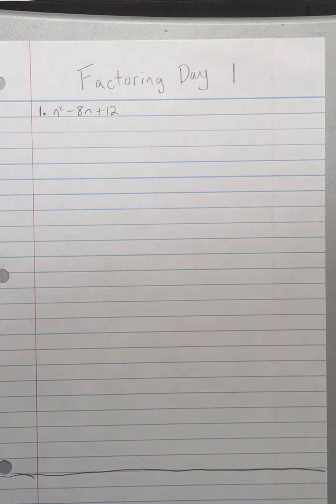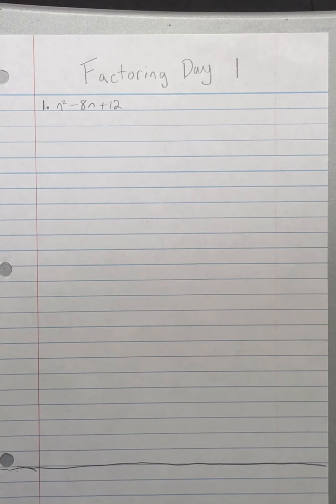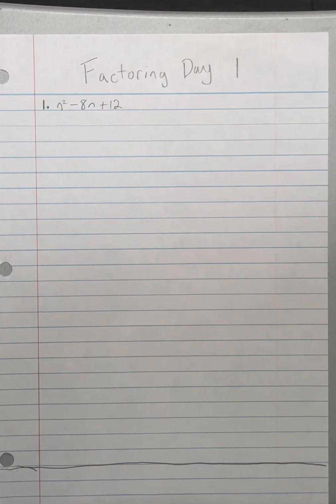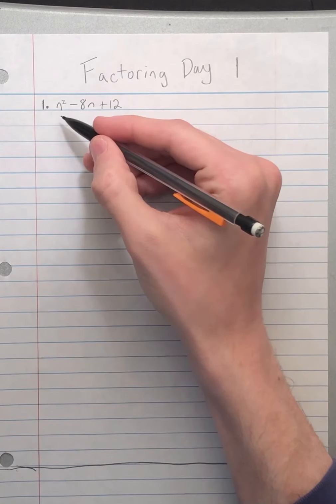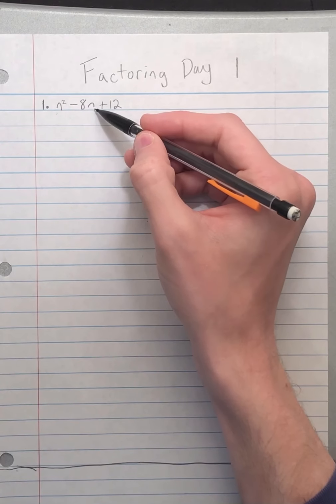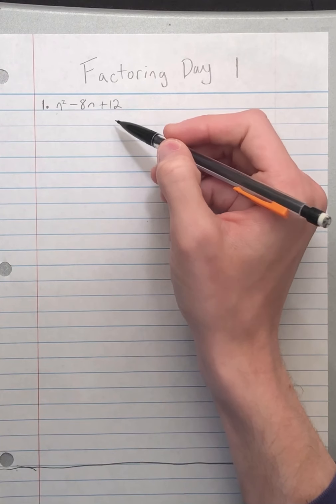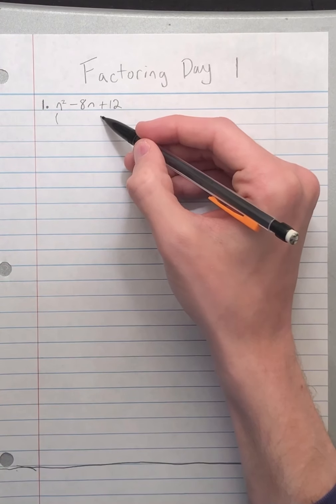All right, today we are going to talk about factoring again. I'm going to start with a problem from your homework just to review the concept. So I've got n squared minus 8n plus 12. Well, remember when we're factoring, the first thing I do is look for a GCF, or a greatest common factor. There isn't one here, so I'm going to go ahead and set up my two parentheses.